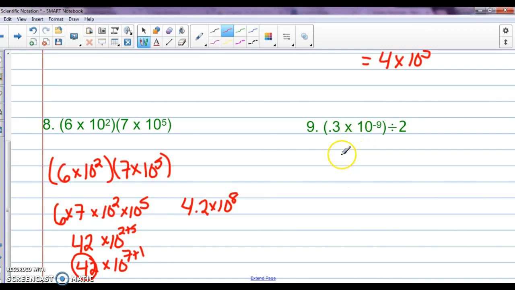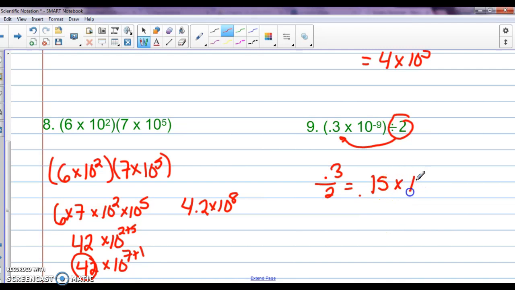In our next problem, just like a previous problem, we are looking at this as division, but we're only going to be dividing the 2 by the 0.3. So 0.3 divided by 2 ends up giving us 0.15.